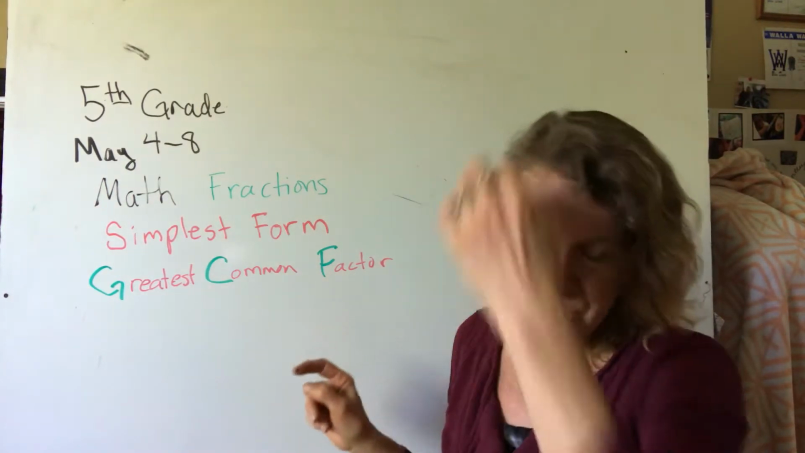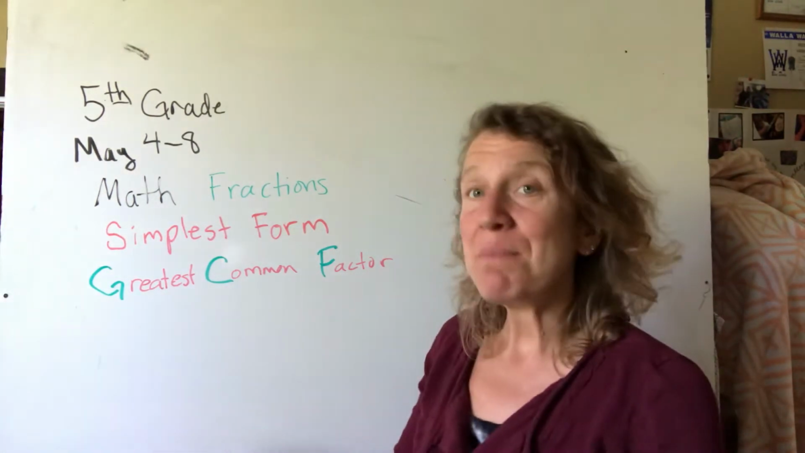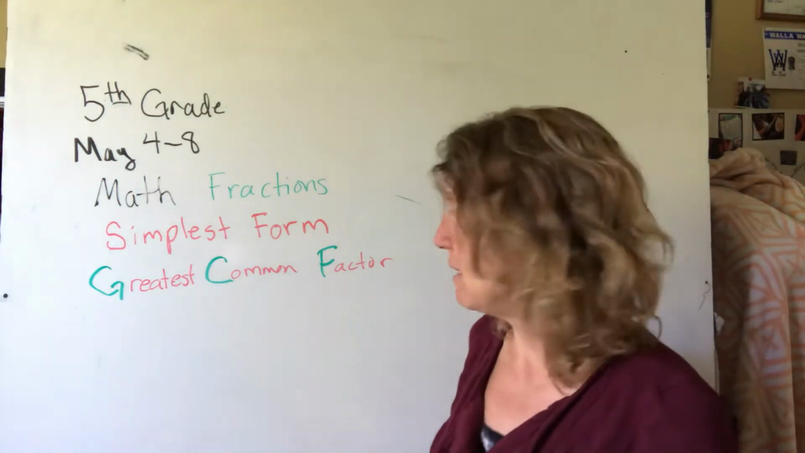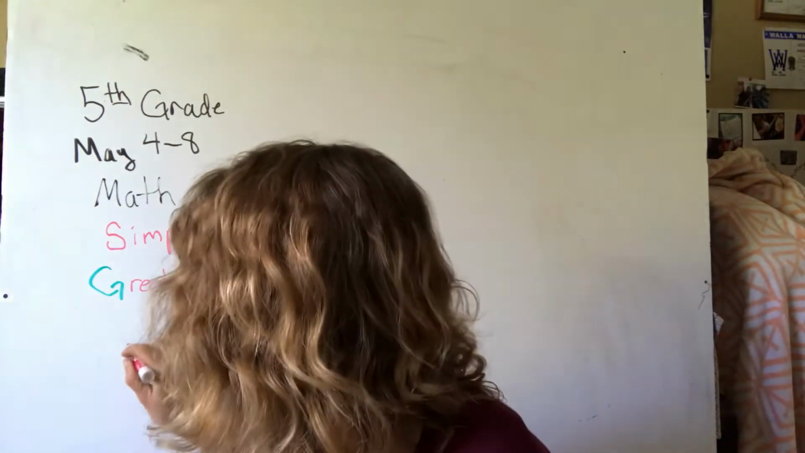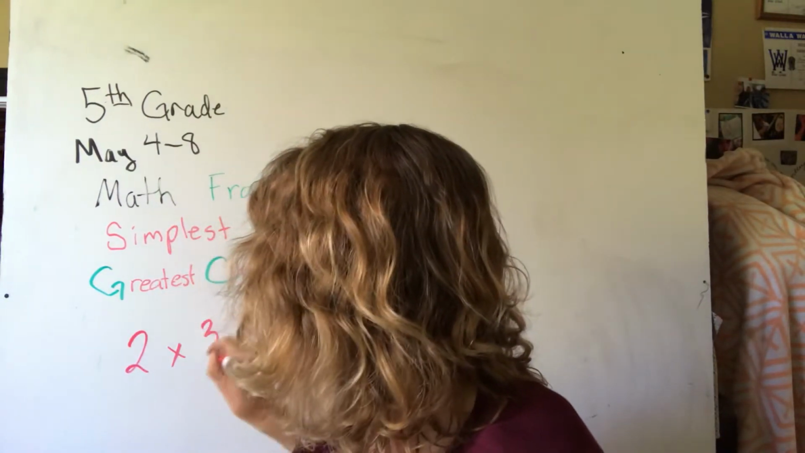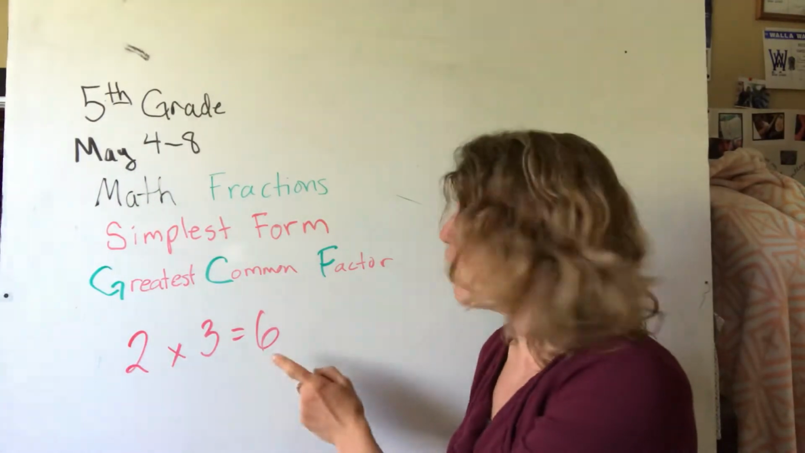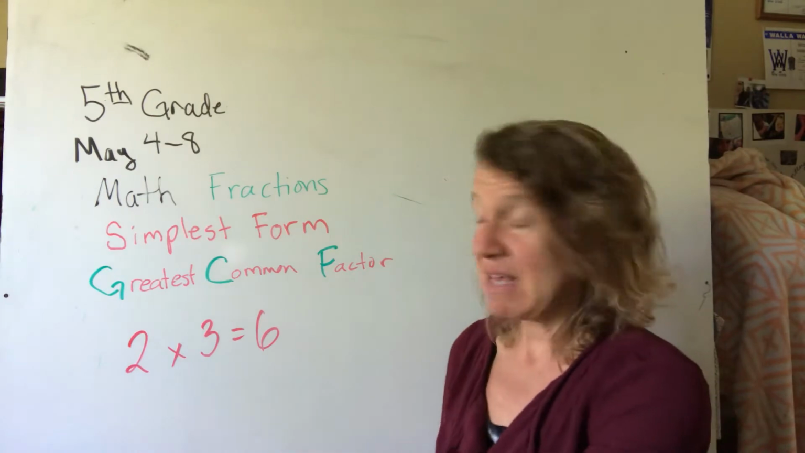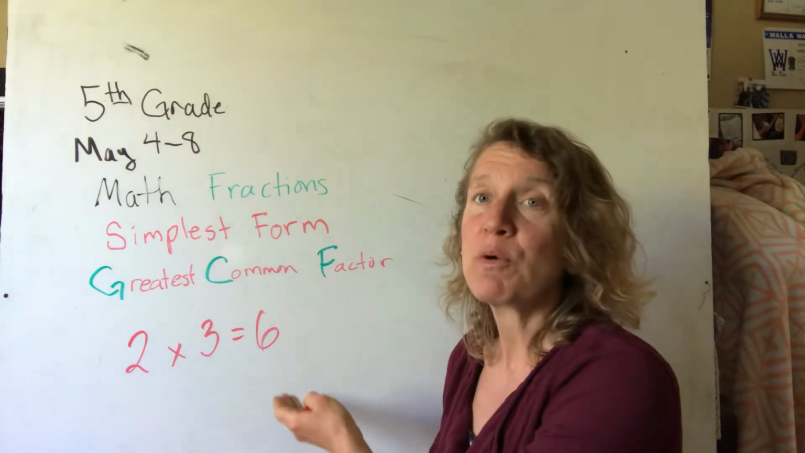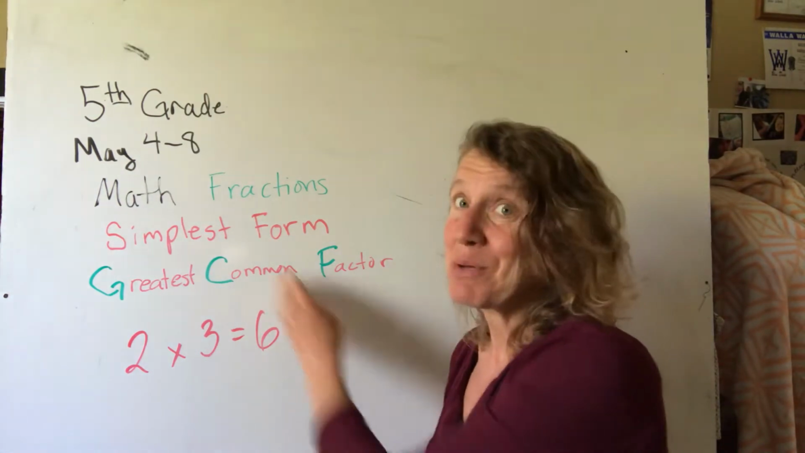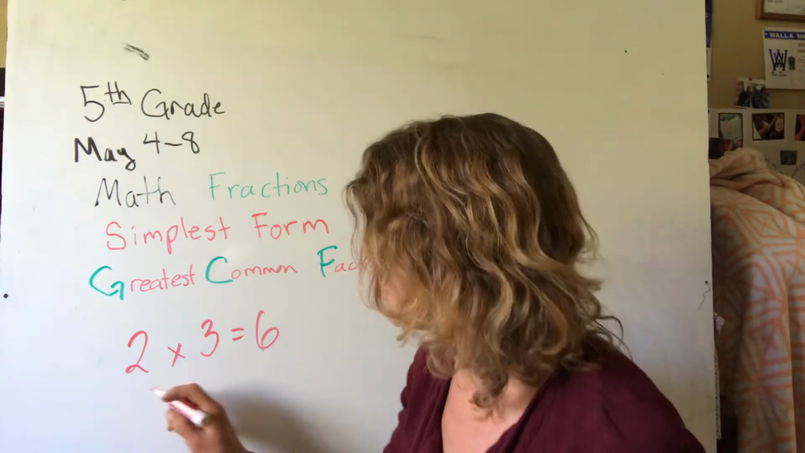What is a factor? A factor of a number is a number that can be multiplied by another number to get that number. Does that make sense? No, that doesn't make sense. Mrs. Gilmore, explain that. Okay, I will. So for instance, 2 multiplied by 3 equals 6. Both 2 and 3 are factors of 6. It means that you can count by 2s and get to 6. You can count by 3s and get to 6. They are both factors of 6. 6 is a multiple of 2 and 6 is a multiple of 3. Okay? So these are factors.